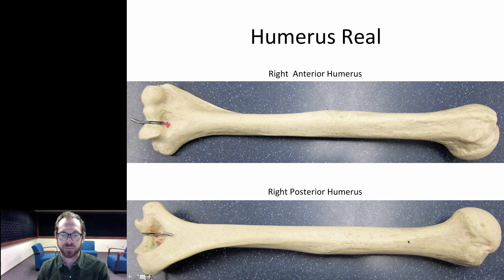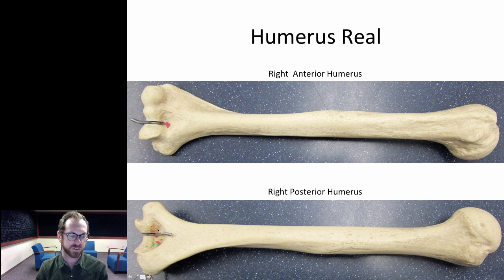Here is an image of a humerus taken from lab, and we have the anterior view here. Okay, so we've got our head up here, our deltoid tuberosity right there. Here's our capitulum and our trochlea. This is where, again, the radius and ulna are going to attach. And this is our medial epicondyle, lateral epicondyle here.